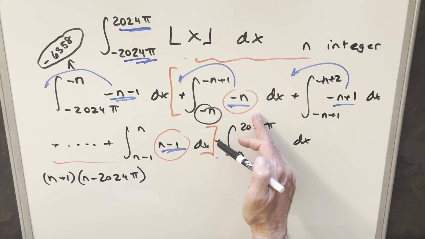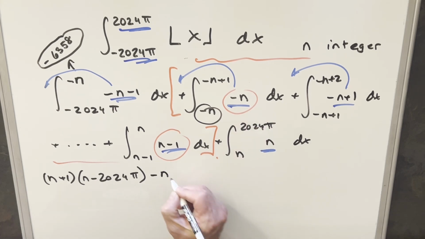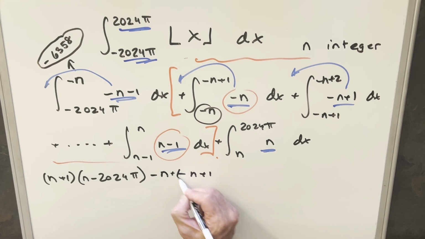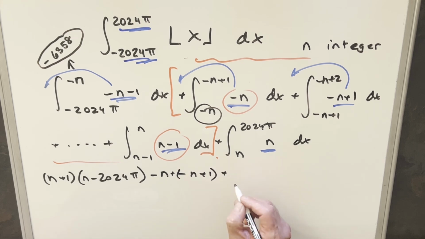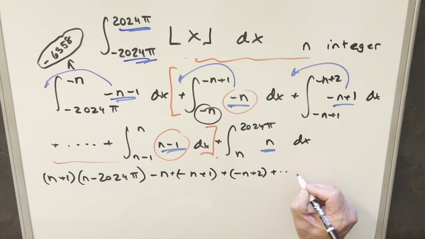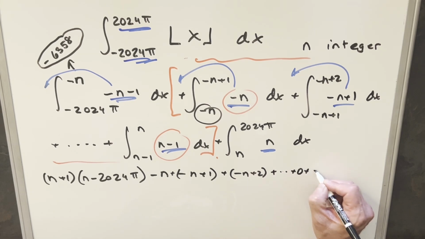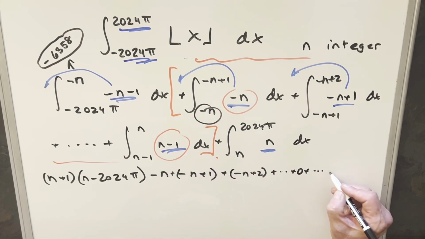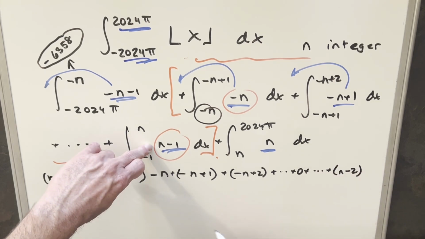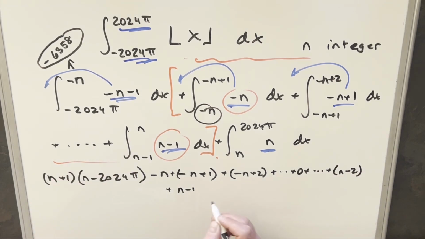And then let me capture these middle terms. So it's going to be like minus n plus 1. Maybe let me write it like this so we can keep track. Then the next one is going to be minus n plus 2. Eventually you're going to have a 0 in the middle, and then at some point you're going to get to n minus 2 plus this last one here, which is n minus 1, and then we just need to deal with this last integral here.